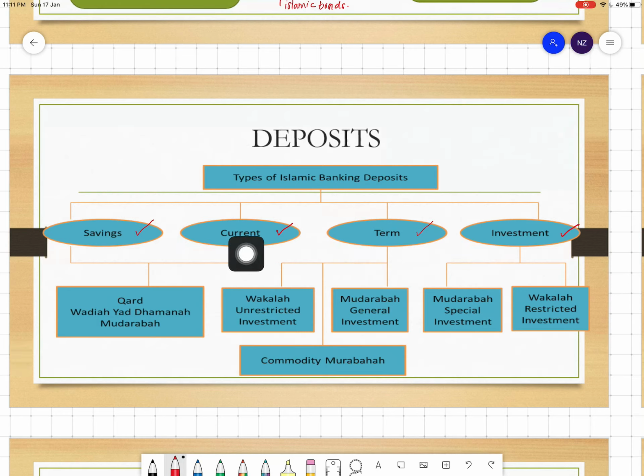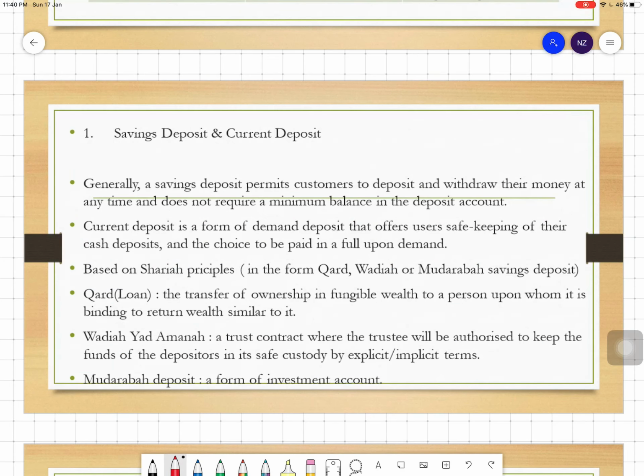Untuk saving and current, dia punya types of deposit akan kita tengok untuk contract qard, which is this is loan, and wadiah yad dhamanah, saving, custody, isn't it, and also mudharabah, one of the partnership contract. And then for term deposit, kita akan tengok wakalah unrestricted investment, mudharabah general investment, and commodity murabahah. Untuk investment, kita ada dua, mudharabah special investment and wakalah restricted investment. Okay, now kita move to saving deposit and current deposit.